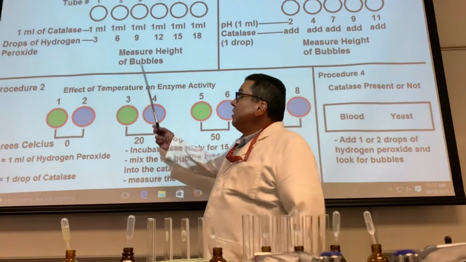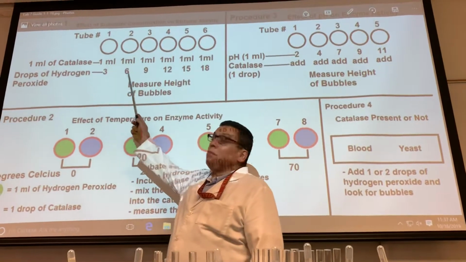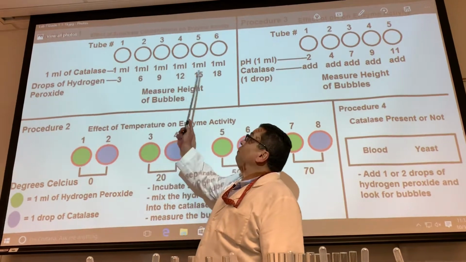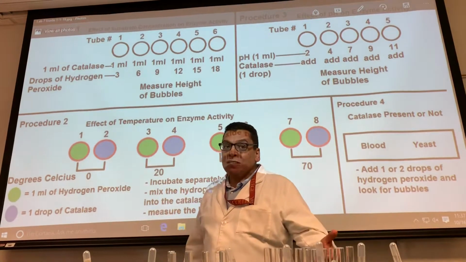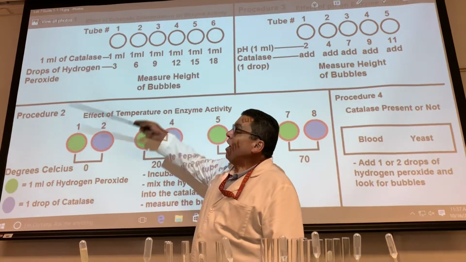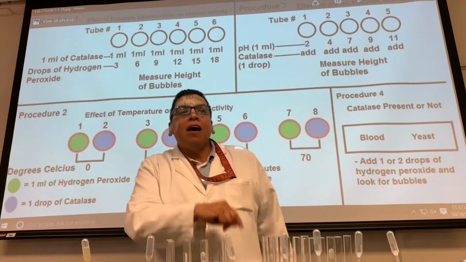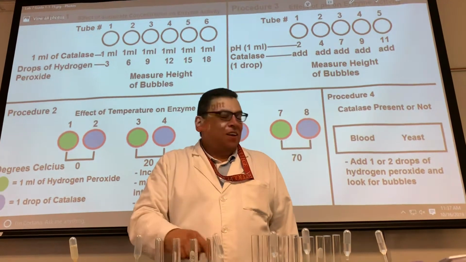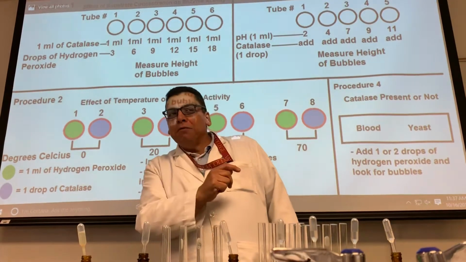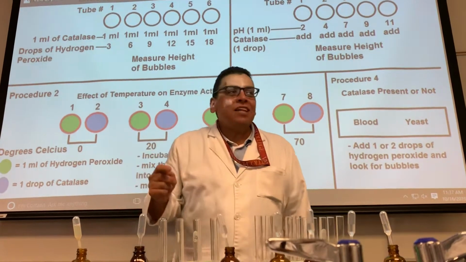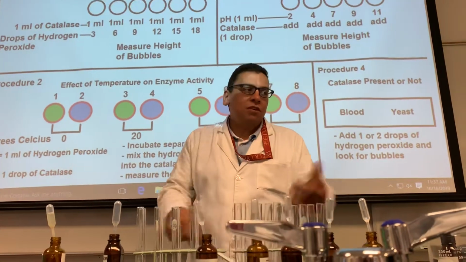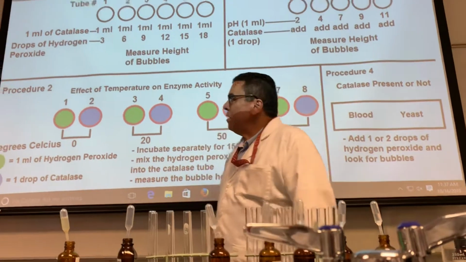Okay, so we're gonna test the effect of the varying amounts of substrate. So we're gonna add 3, 6, 9, 12, 15, 18 drops of hydrogen peroxide, the substrate, and follow it up with the catalase. Now, how many times did I say so far that the substrate is hydrogen peroxide? About 5 times? Do you know when the next time you'll see it? On the exam. Absolutely. It's a very easy point, you guys, on the exam.